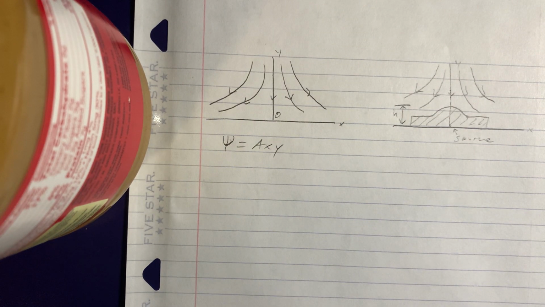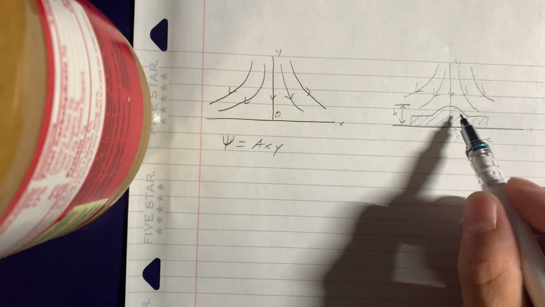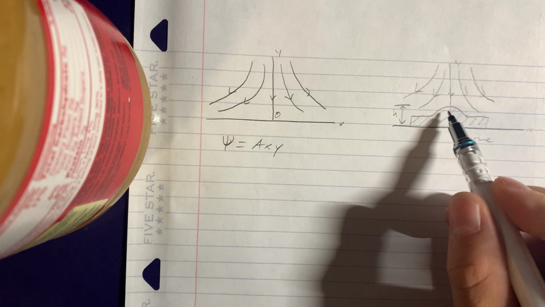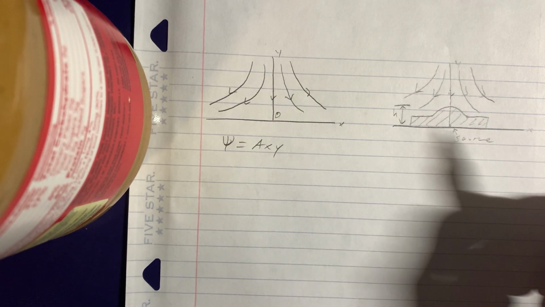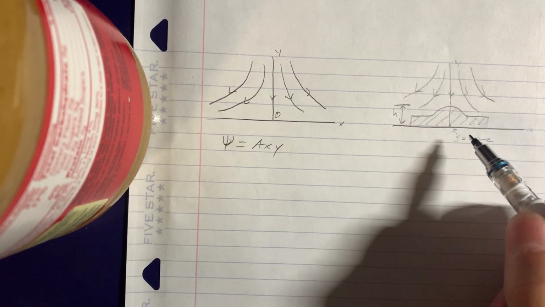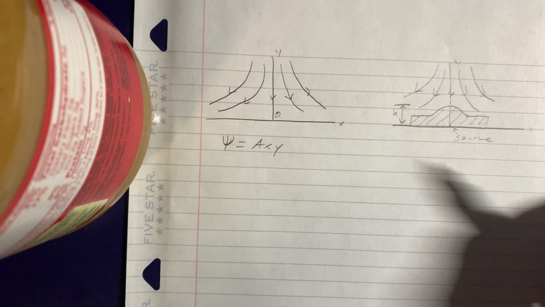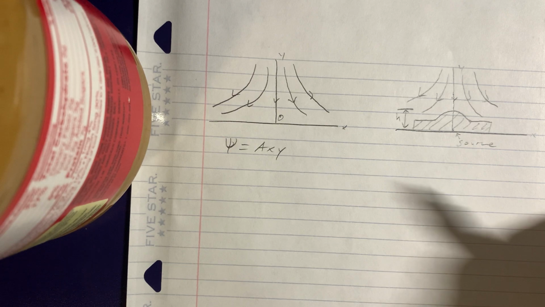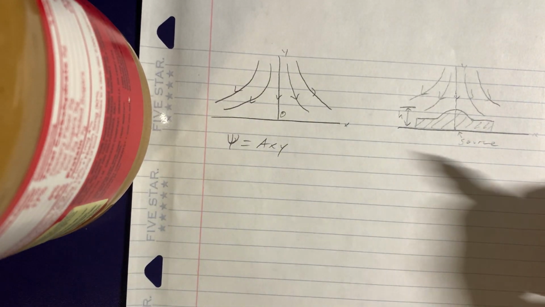By adding a source of strength M at O, stagnation point flow against a flat plate with a bump, as depicted in this figure, is obtained. Determine the relationship between the bump height h and the constant A and the source strength M.